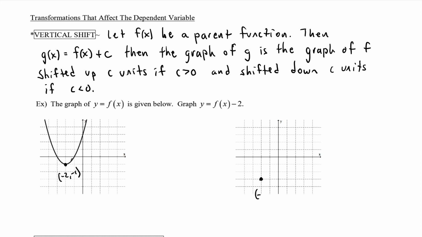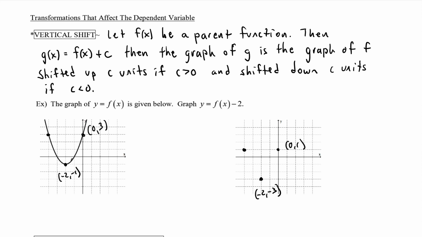So it's going to be at -2, -3. Or this point here, which is at 0, 3, I'm estimating, but it looks to be about 0, 3. We're shifting it down 2, so it's going to be at 0, 1. And then this point over here, it's a parabola, so we have some symmetry. At -4, 3 is going to be at -4, 1.